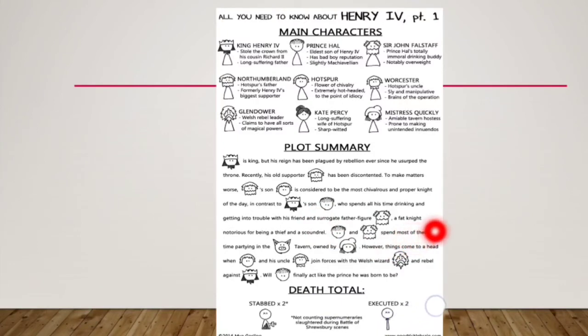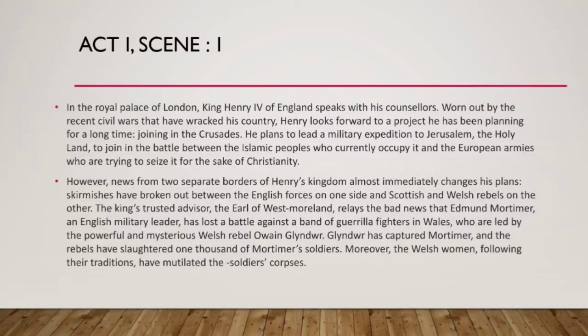However, things come to a head when Hotspur and his uncle Worcester join forces with the Welsh wizard Glendower, and later in the play go against the king, King Henry IV. Now, will Prince Hal be able to be the prince that he is born to be? Prince Hal is living a life of debauchery, so can he redeem himself and be the true prince of the land? That is the question. Now let's get into a summary of Act 1, Scene 1.